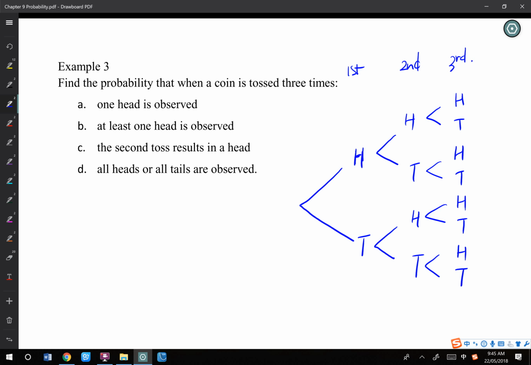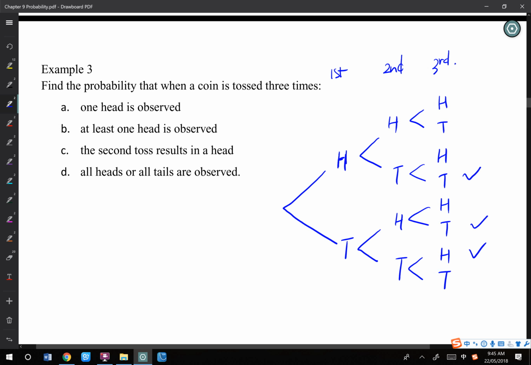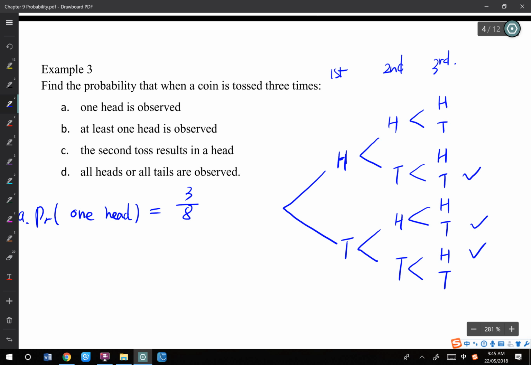So there will be 3 outcomes. Or you can count it: this one gives you 1 head, this one gives you 1 head, and this one gives you 1 head. So that's three outcomes with 1 head only. So the probability of 1 head equals 3 out of 8, because you have 8 outcomes in total.